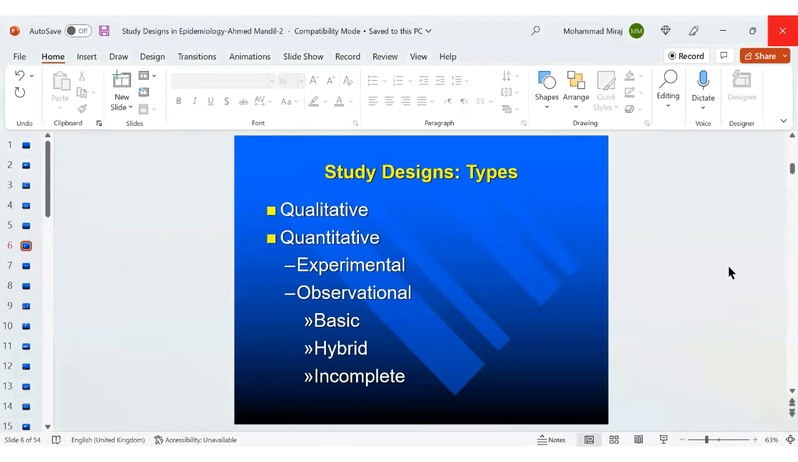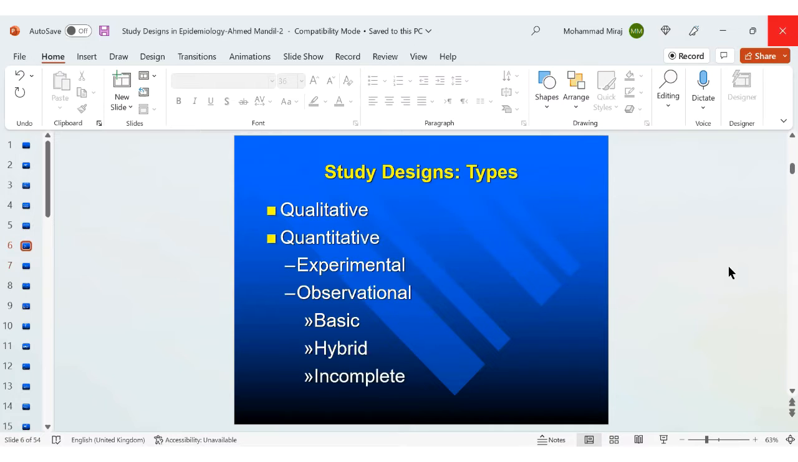Okay, now the third one. Based on this, we have different types of study design. As you can see on the slide, we have a qualitative design and a quantitative design. Based on the quantitative design, we have experimental designs and observational designs. Observational designs are based on the basic design, the hybrid design, and the incomplete design. We'll come to all these points.